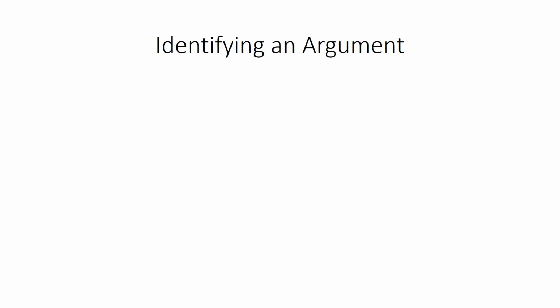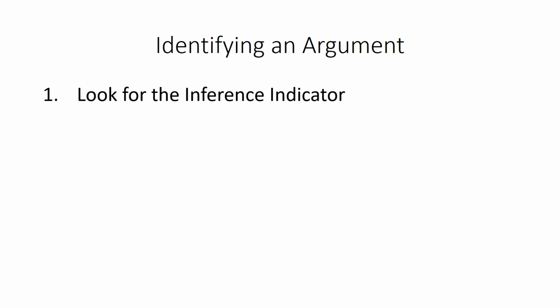How do we identify an argument? Step number 1, we look for the inference indicator. So it's those set of words that either signal a premise or a conclusion. They help out immensely. Now, when you get into advanced argumentation, sometimes the arguments will not have an inference indicator. But now, since you're beginning to learn it, we need to look for them. And for the most part, arguments do have inference indicators. So the first step, which will make it very easy, look for the inference indicator.